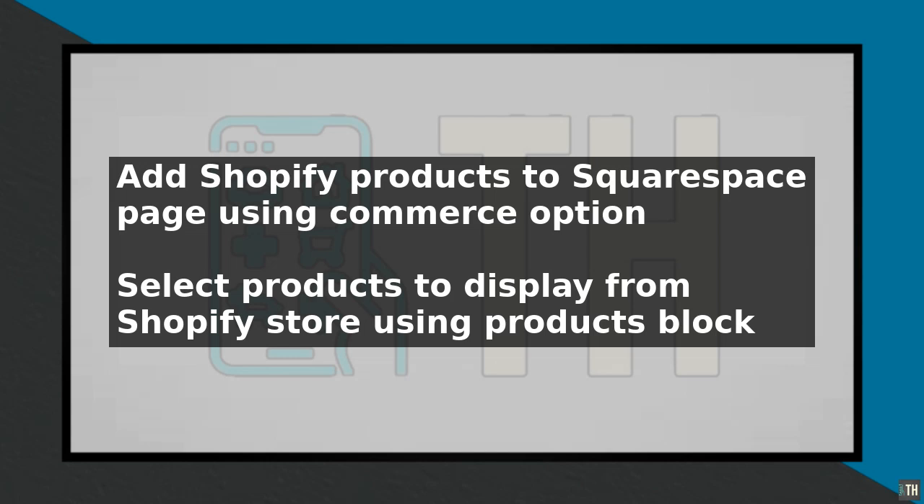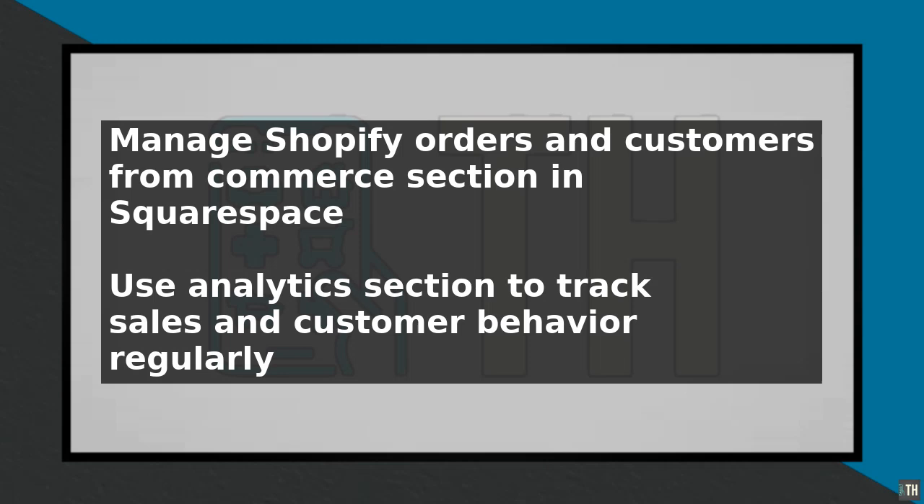Best practices for integrating Shopify with Squarespace include ensuring that your Shopify store and Squarespace site are properly connected and synced. You should also regularly review and update your product information to ensure that it is accurate and consistent across both platforms. Additionally, you should use the various customization options available in Squarespace to create a seamless and integrated shopping experience for your customers.